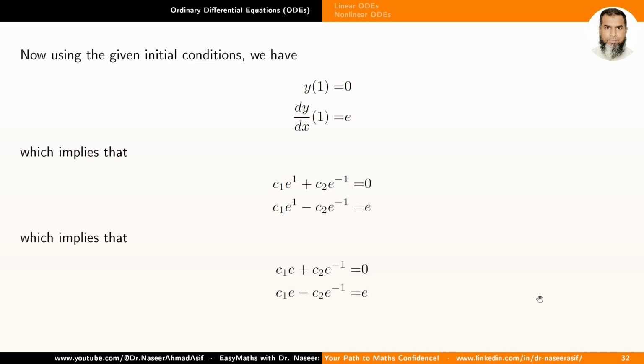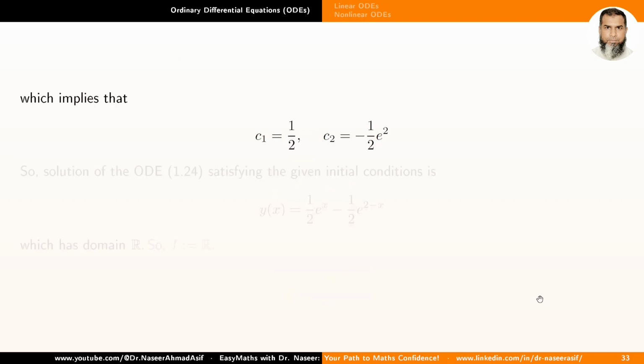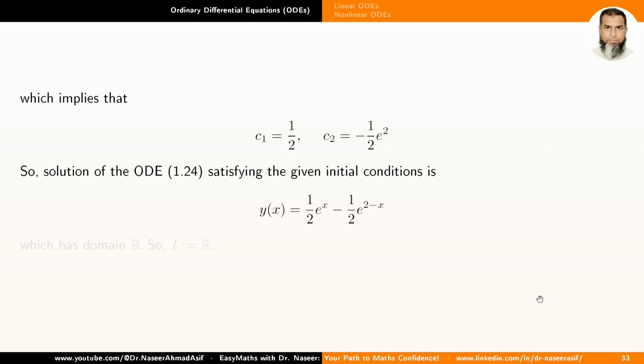So we have c1e plus c2 exponential minus 1 is equal to 0, c1e minus c2 exponential minus 1 is equal to e. So c1 is equal to 1 by 2, c2 is equal to minus 1 by 2 e square. So the solution of the ODE 1.24 satisfying the given initial conditions is y of x equal to 1 by 2 exponential x minus 1 by 2 exponential 2 minus x. This function has domain R, so I is equal to R.